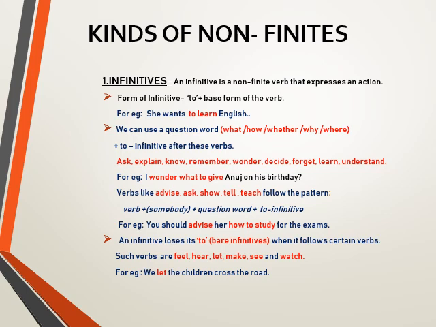An infinitive that loses its to is called a bare infinitive when it follows certain verbs like feel, hear, let, make, see and watch. For example, we let the children cross the road. We have used the verb let here. So in this sentence, no need to use to here.